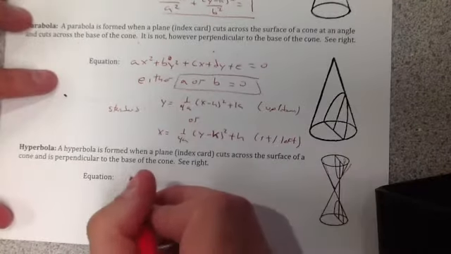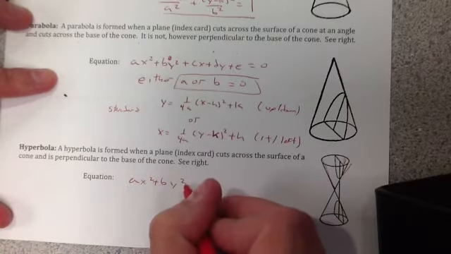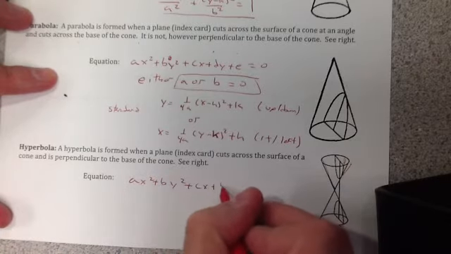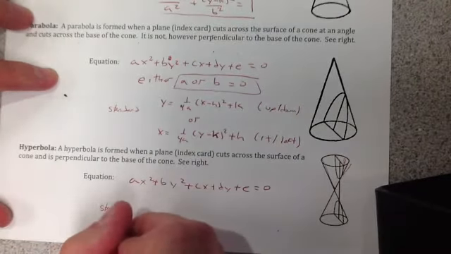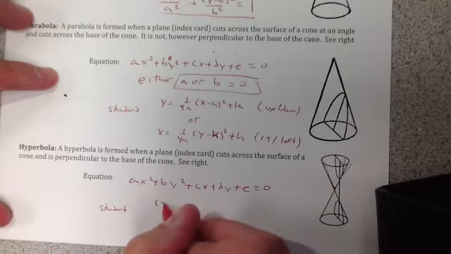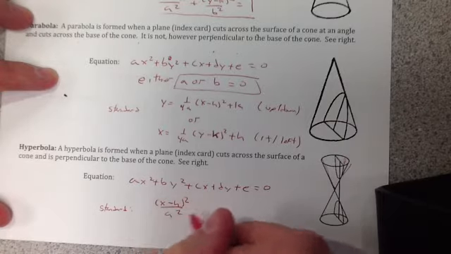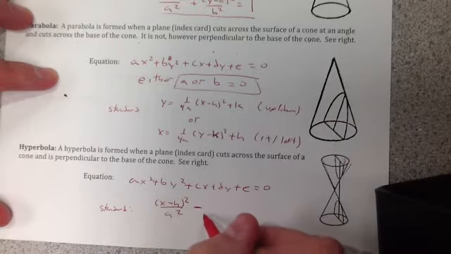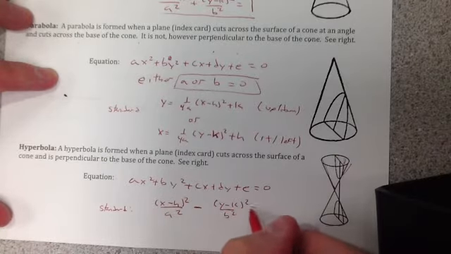Now, for a hyperbola, the equation should look the same: ax squared plus by squared plus cx plus dy plus e equals 0. But when we get the equation in standard form, we have two forms, again, if it's up and down or sideways. In standard form, we get (x minus h) squared over a squared, but this time it's minus (y minus k) squared over b squared equals 1.